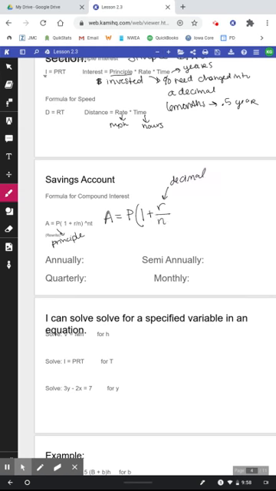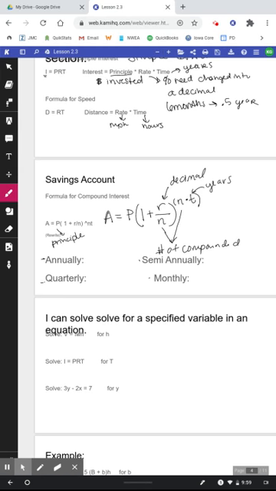divided by N, and then you see up here in the parentheses, it's N also. This is your number of times compounded. And we're going to take notes about that right down here with those. Times time, and time again is years.